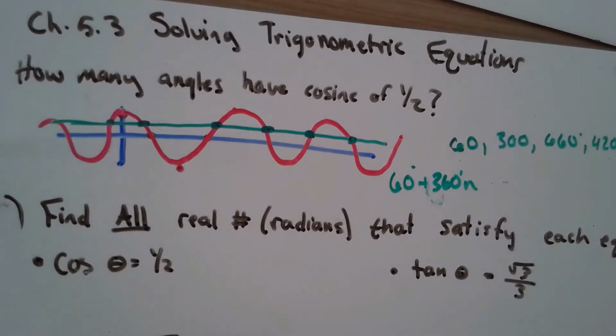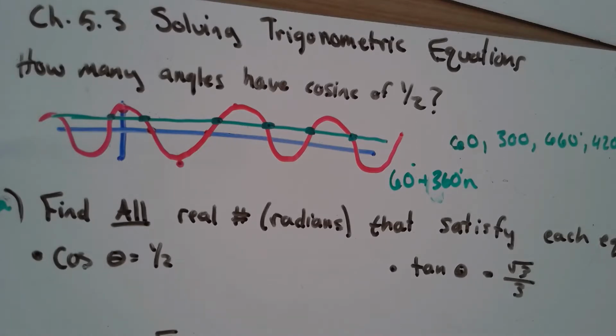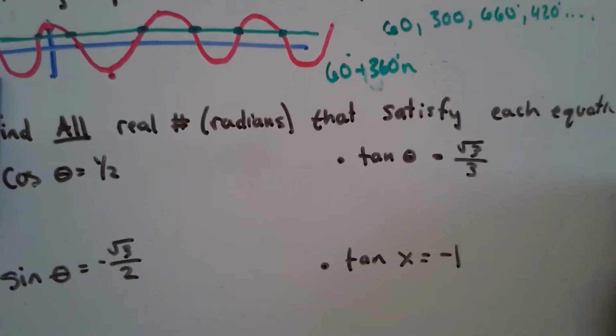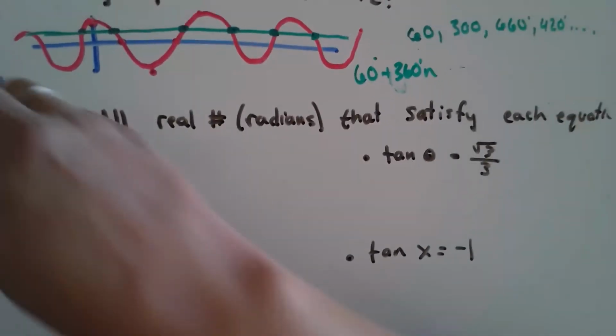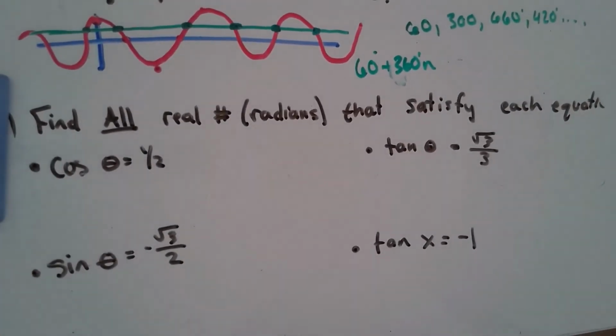Okay, so let's go ahead and look at example A. Find all real numbers, we're going to do radians, that satisfy each equation. My equation got erased. And I'm just going to look something up real quick. I've had books use n, h, and different letters. I just want to make sure your book does use n.